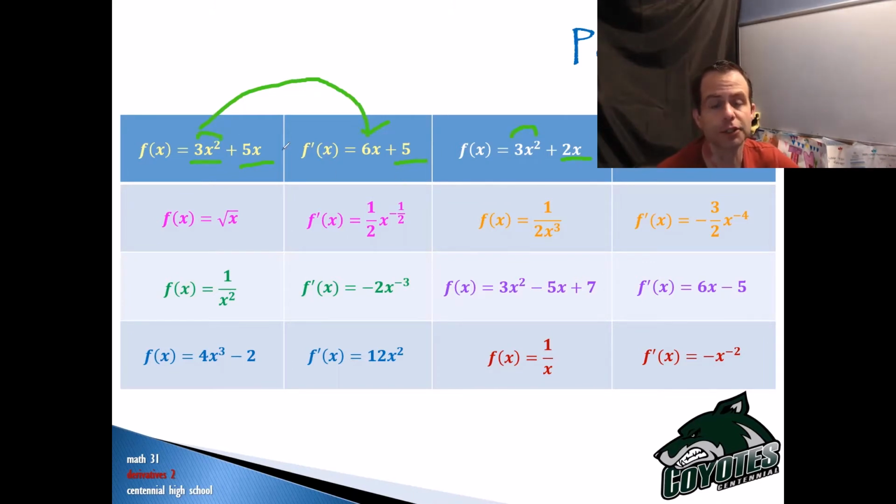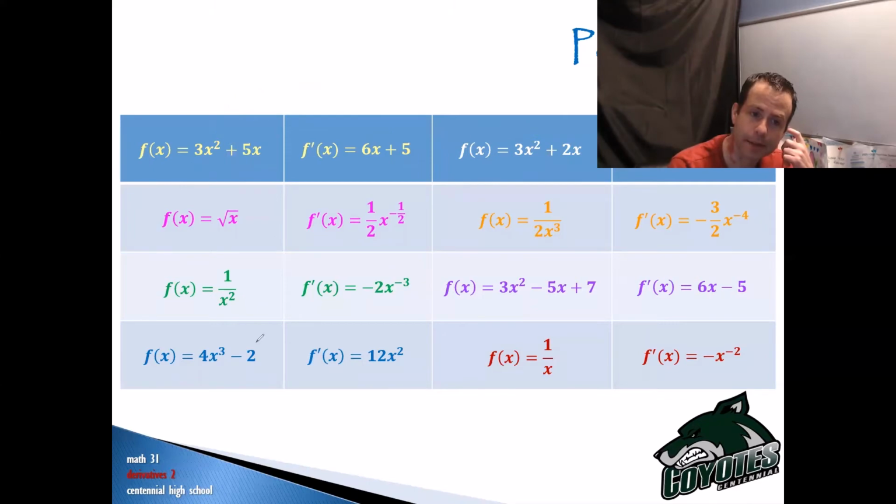What I want you to notice is that the degrees are going down by 1 for each term. This was a degree 2, now it's a degree 1. This was a degree 2, now it's a degree 1. 5x was degree 1, and now it's degree 0 because there's no x there, okay? So what's happening?